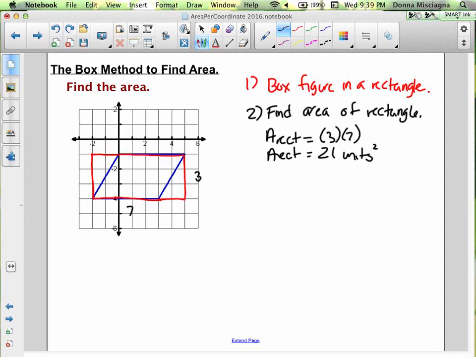All right, now, step number 3. Find the area of the triangles. This triangle has a base of 2 and a height of 3. This triangle here also has a base of 2 and a height of 3, so we have 2 identical triangles. Remember, for the area of a right triangle, you take leg times leg, and then of course times half. The area of the triangles.